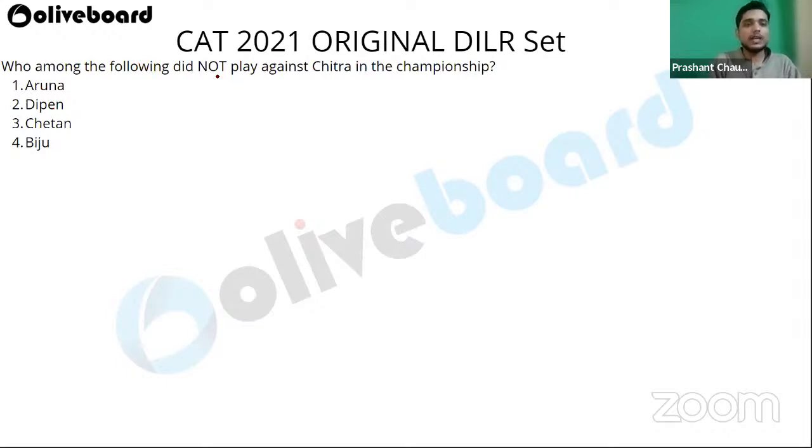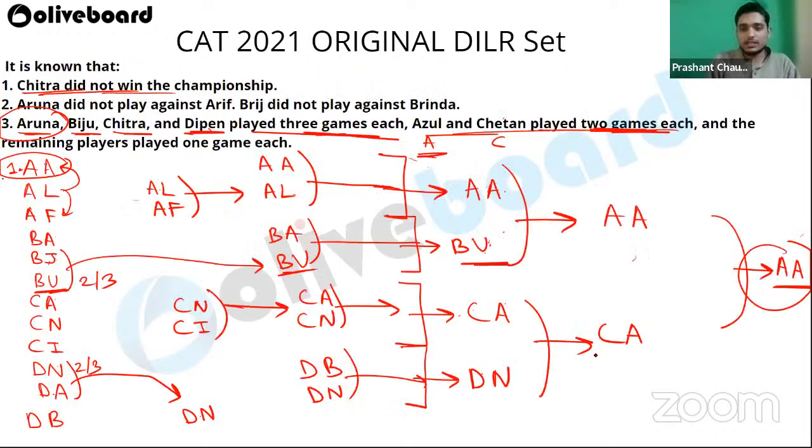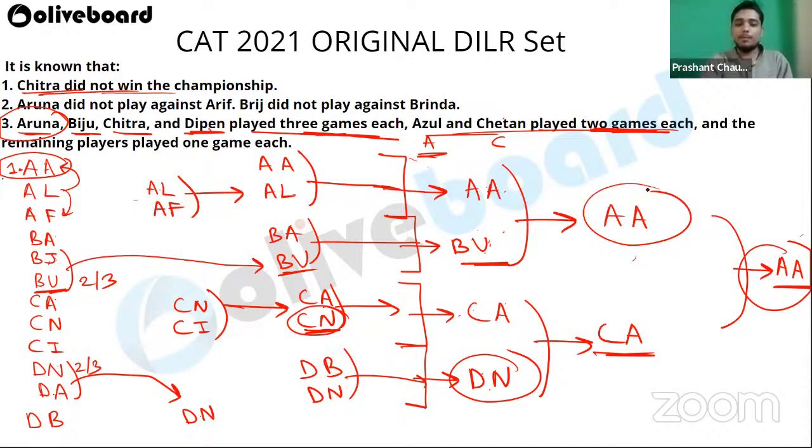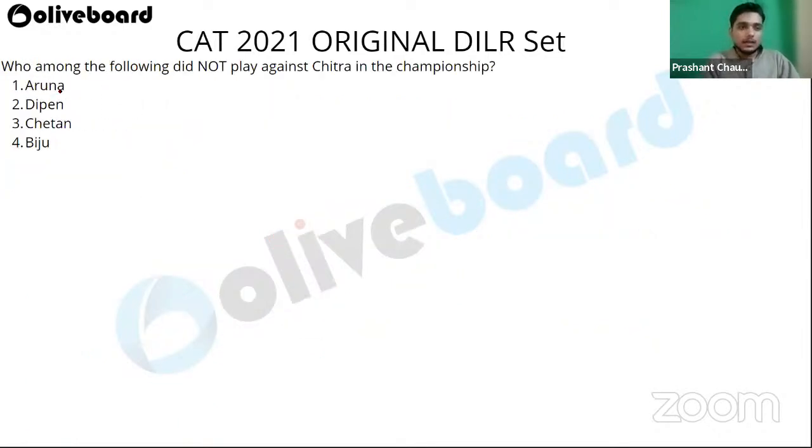Who among the following did not play against Chitra in the championship? Coming to Chitra, Aruna plays against him. D-Pain also plays. CN can also play against him. These three have played. Other than these, the fourth one will be the answer. And Chetan has played. Biju hasn't played. So Biju should be the answer.